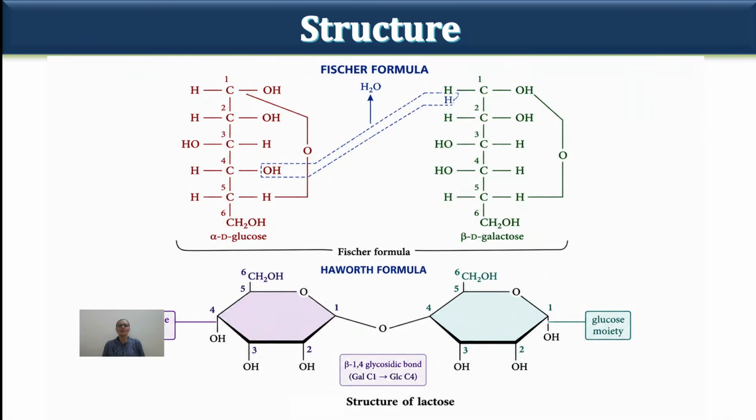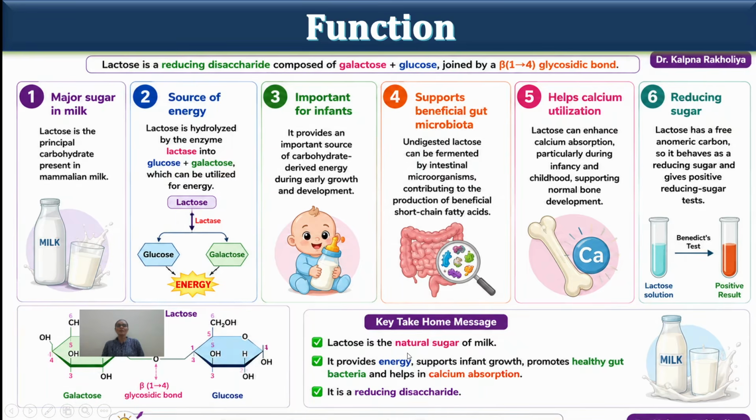This is the structure. Here you can see the linear structure, the Fischer formula, and this is the Haworth formula. Here you can see glucose and beta D galactose, which form a glycosidic bond and give lactose. What is the function? Lactose is the major sugar in milk, present in mammals' milk. It provides energy. Lactose is hydrolyzed by the lactase enzyme.